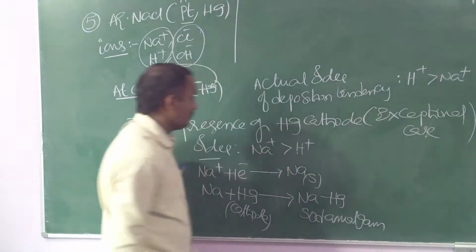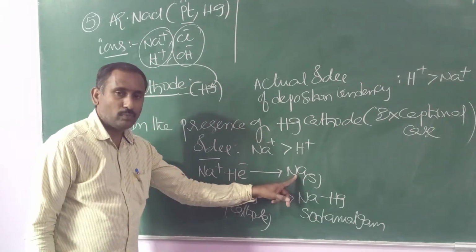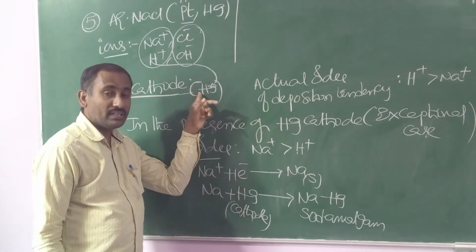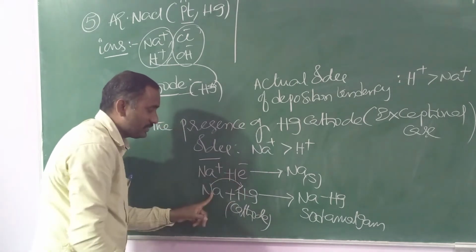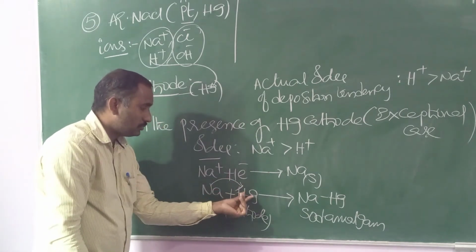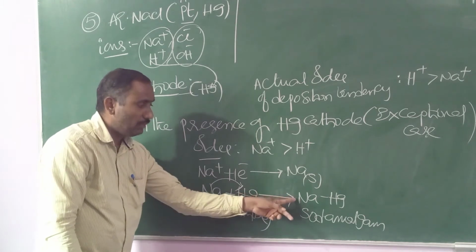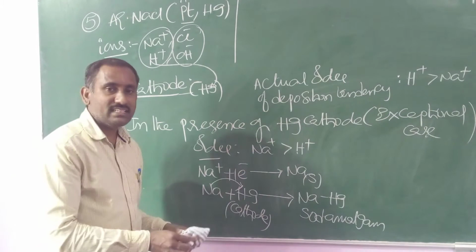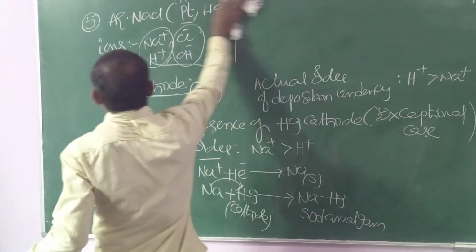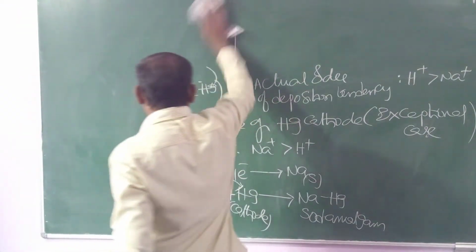So again I am repeating. First of all, sodium metal is deposited on the cathode. The cathode is mercury, and sodium is highly reactive, so it directly reacts with mercury to form sodium amalgam. So it is an exceptional case. So this is about electrolysis.